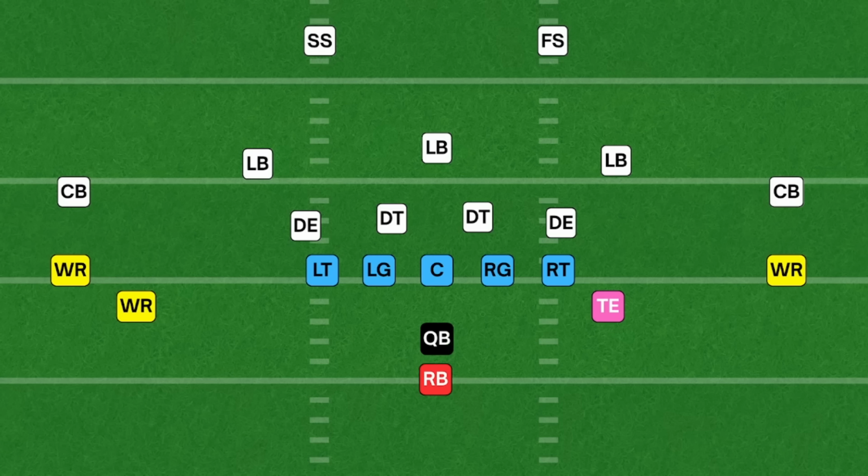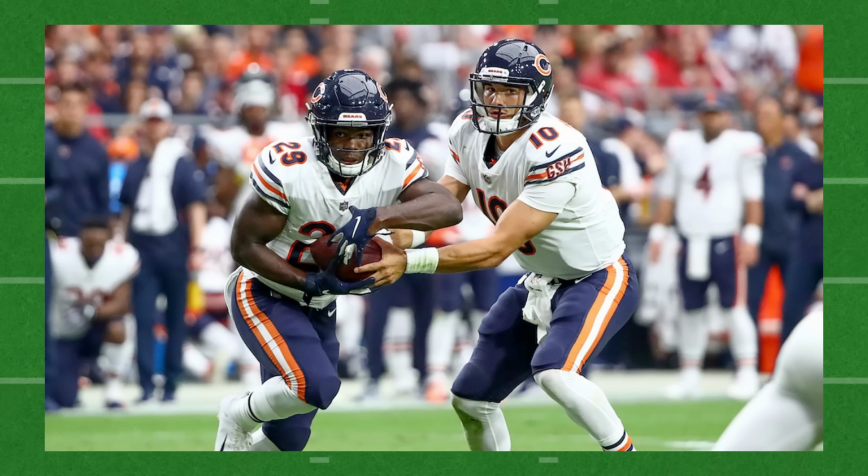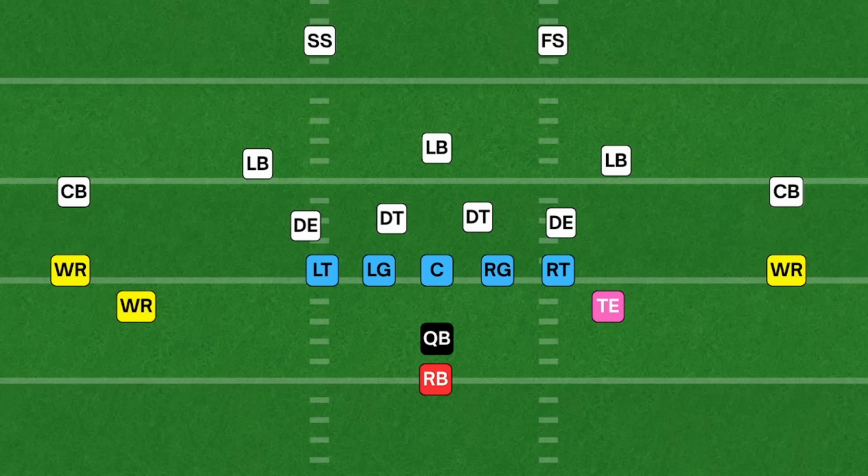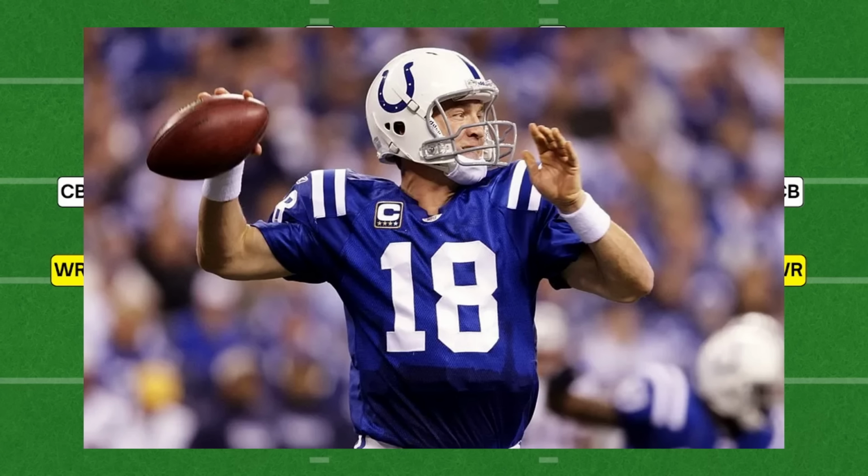By the late 2010s, the pistol became the foundation for RPO offenses. That's run-pass options where the quarterback decides whether to hand off or throw based on what he sees. The Ravens used it extensively with Lamar Jackson to create one of the most explosive offenses in NFL history. The pistol works best with mobile quarterbacks who can run zone read plays and RPOs effectively. It's not as common with pocket passers who don't have running ability.